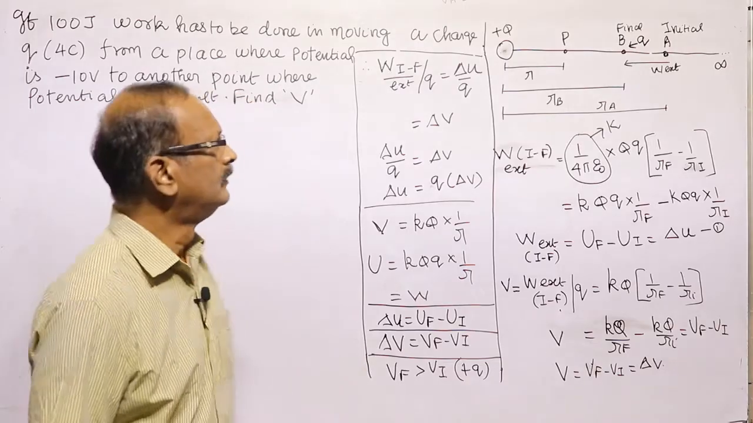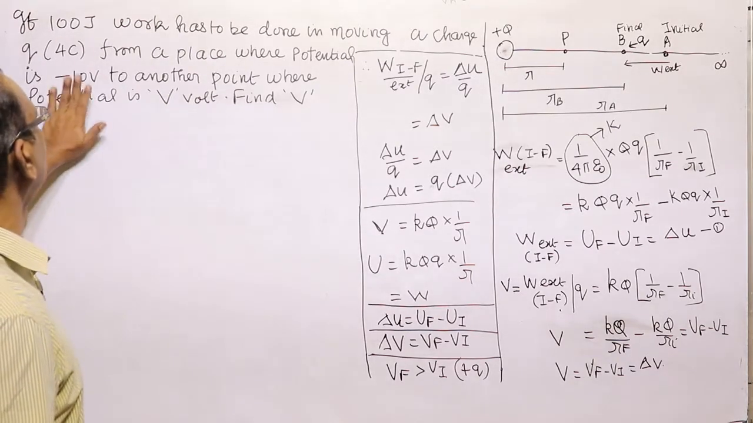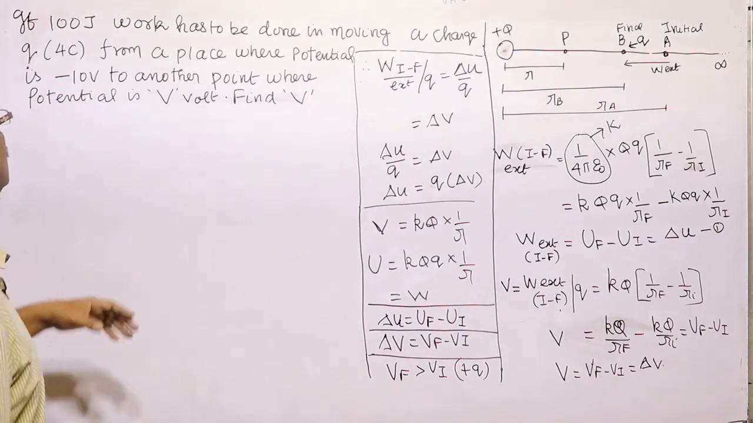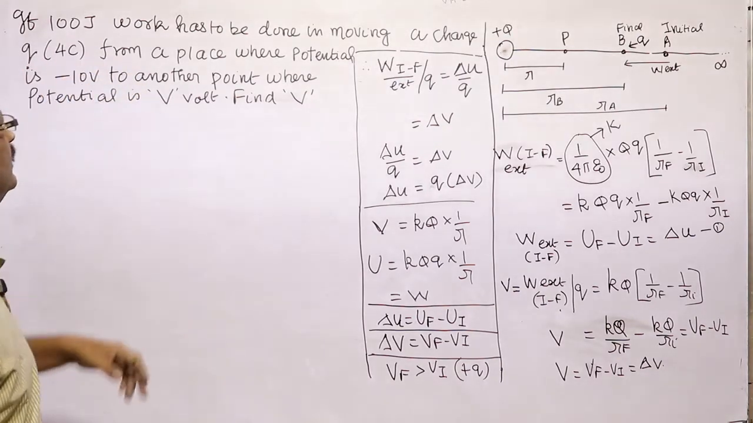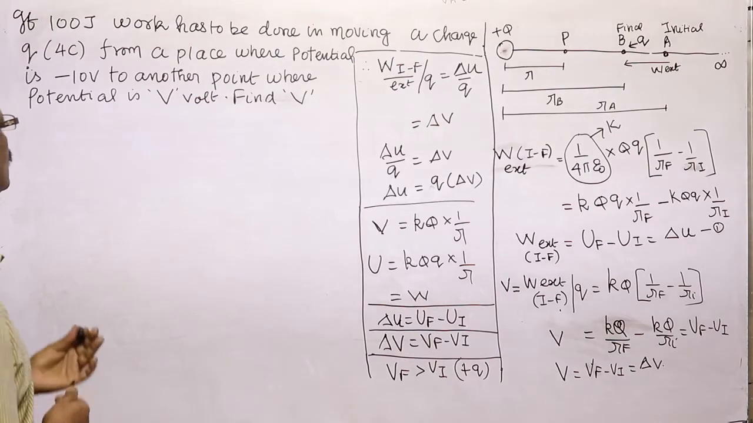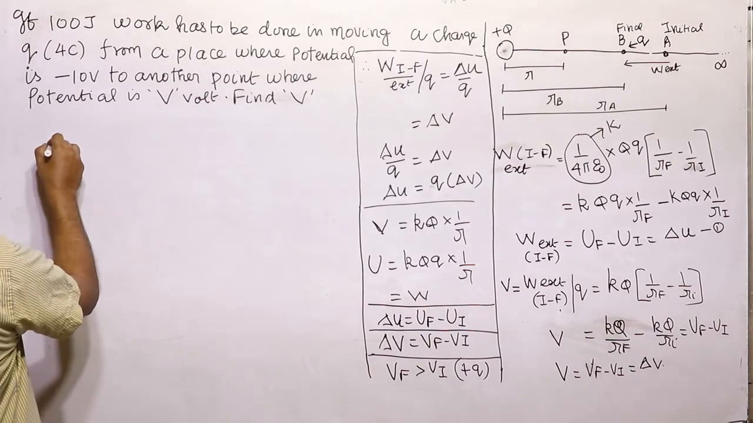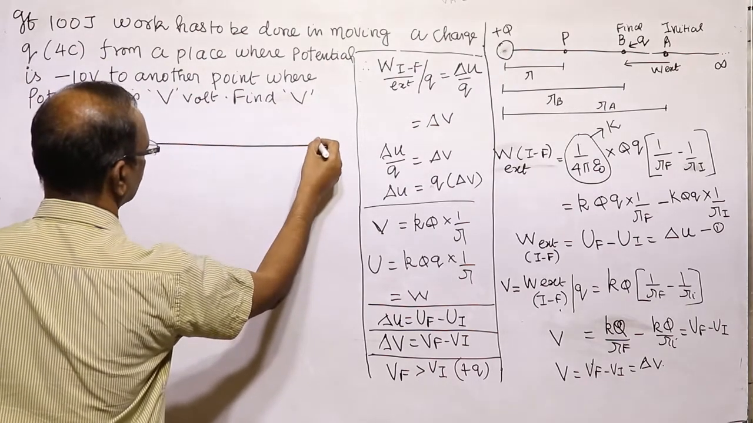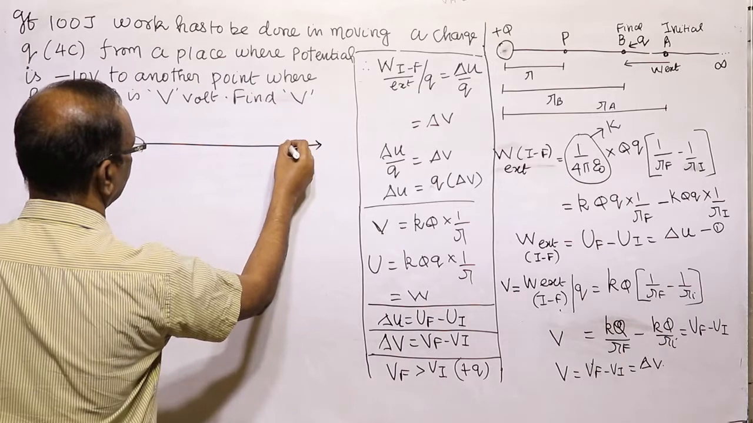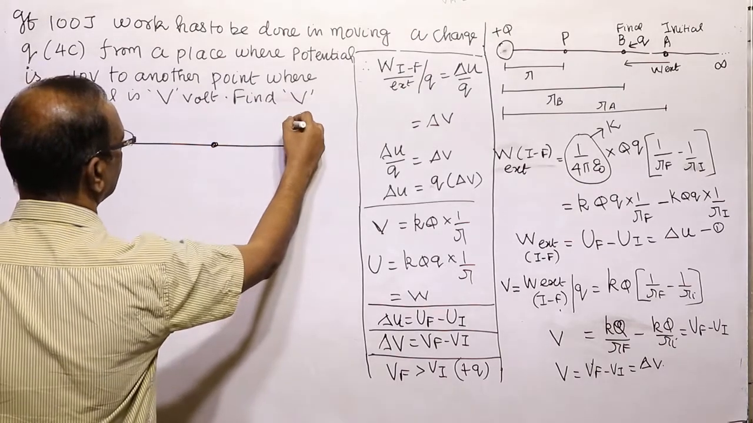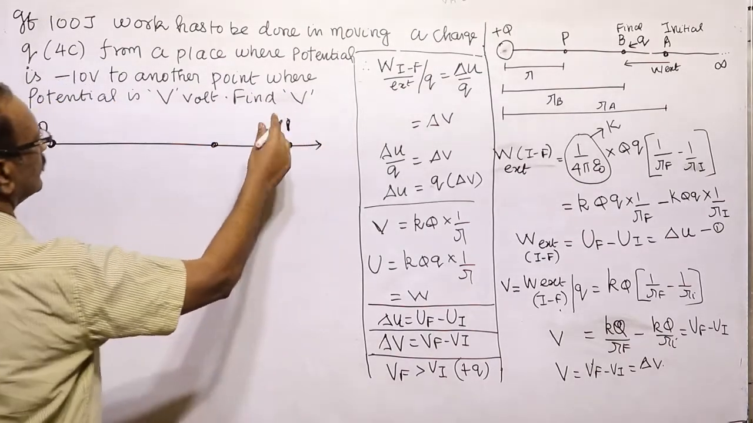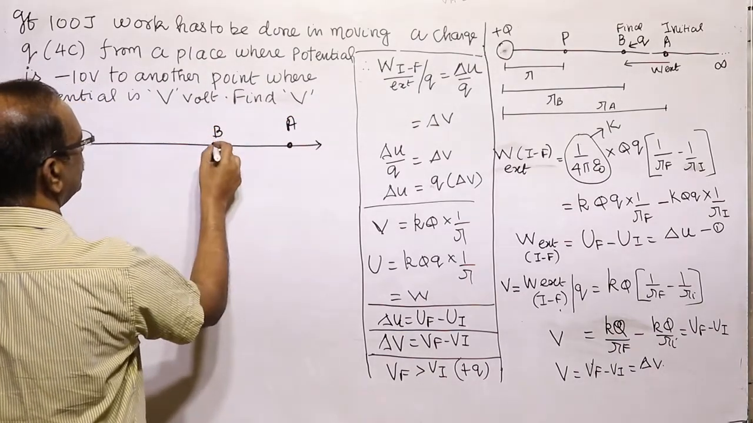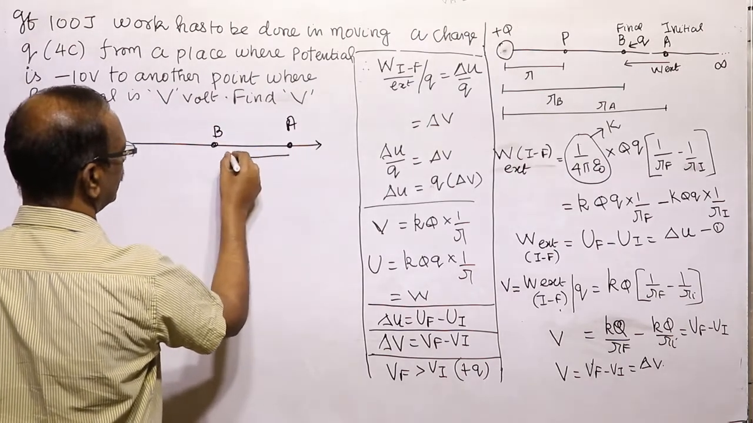Welcome student. In this given numerical, 100 joules of work has to be done in moving a charge of 4 coulomb from a place where the potential is 10 volt. Let us mark it. This is Q, the source charge, with its electric field in this direction, and it is moved from point A to point B.